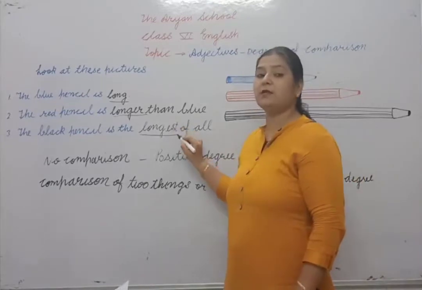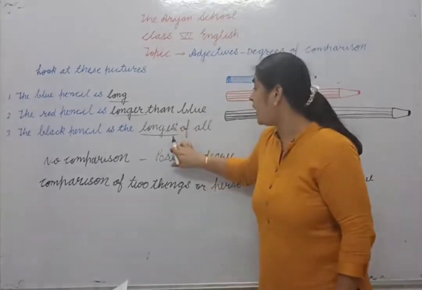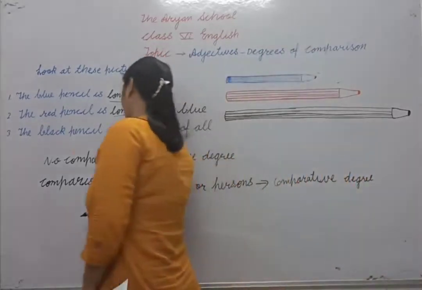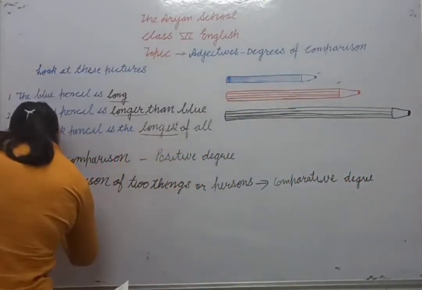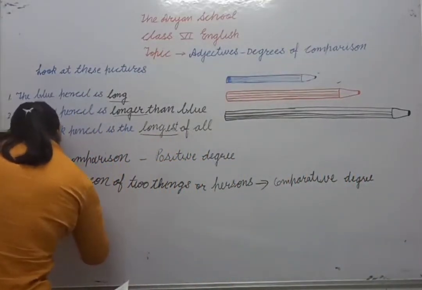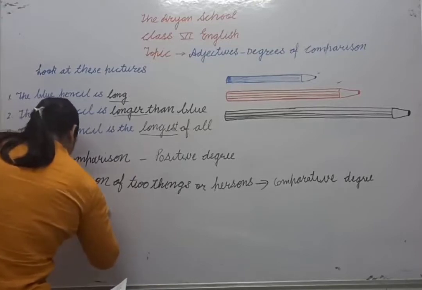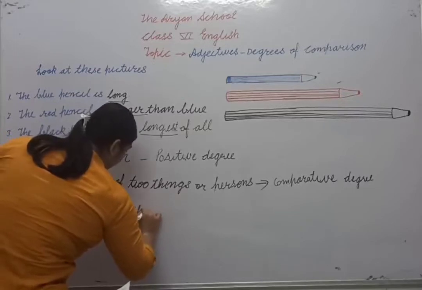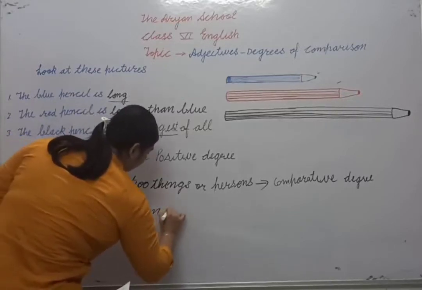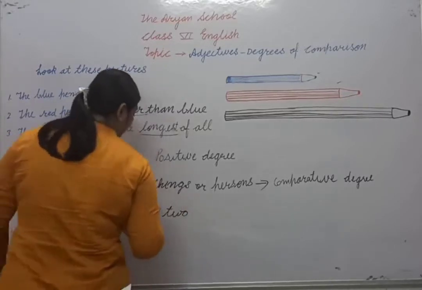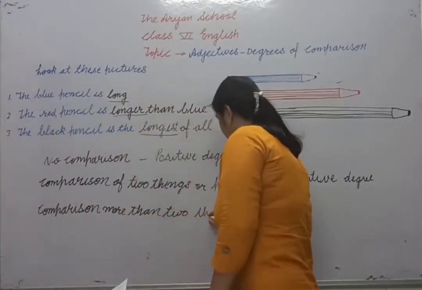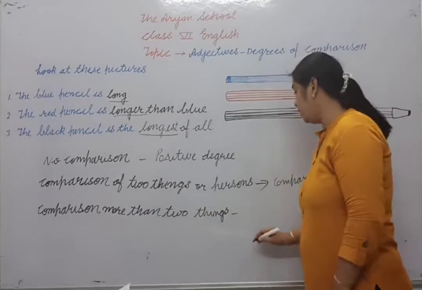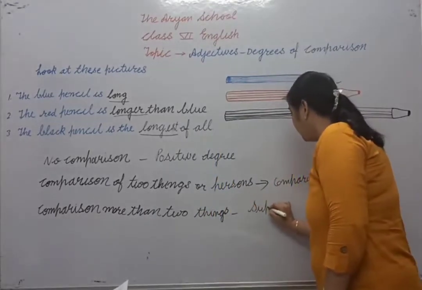Here I am doing the comparison of more than two things. When we do the comparison of more than two things, that is called superlative degree.